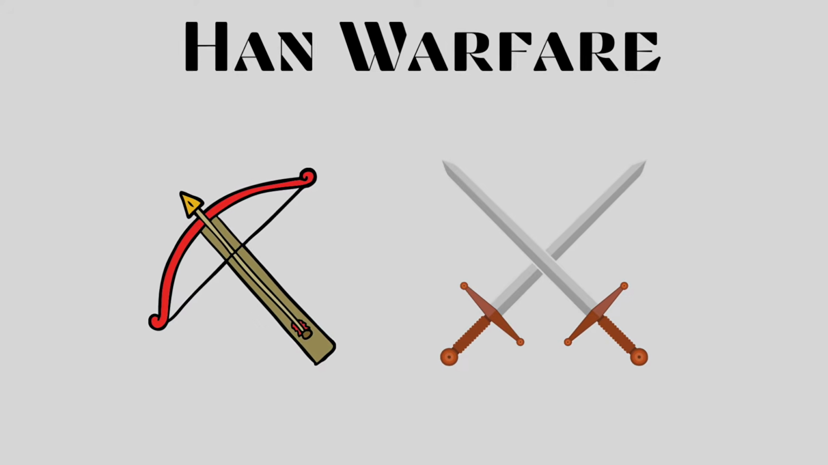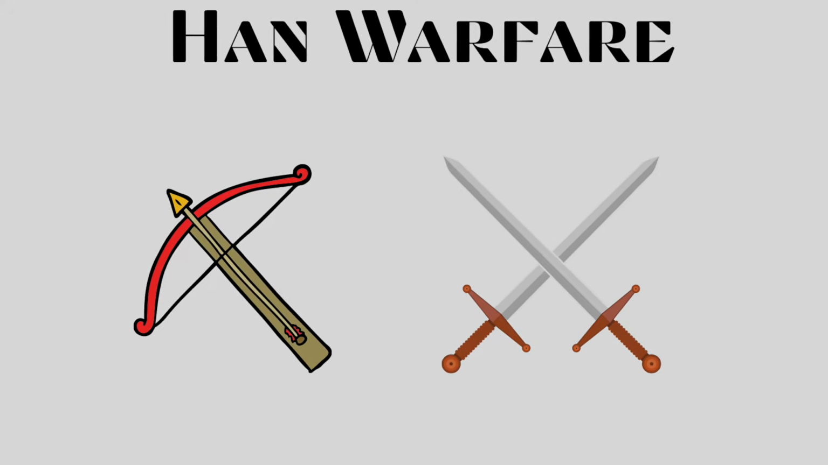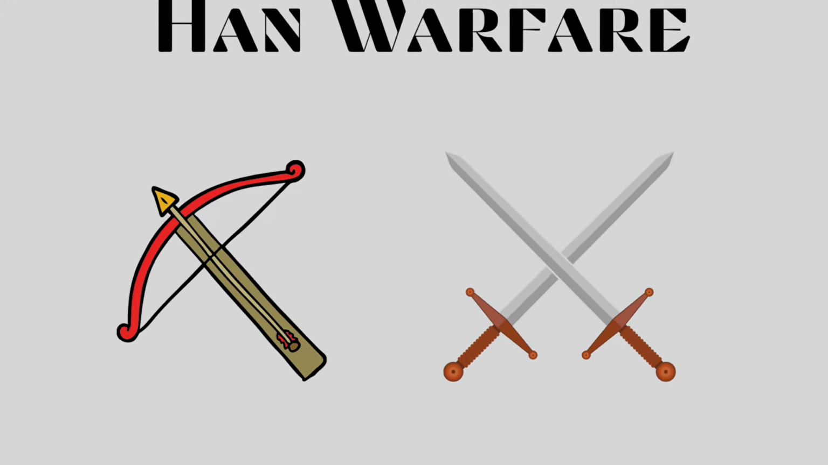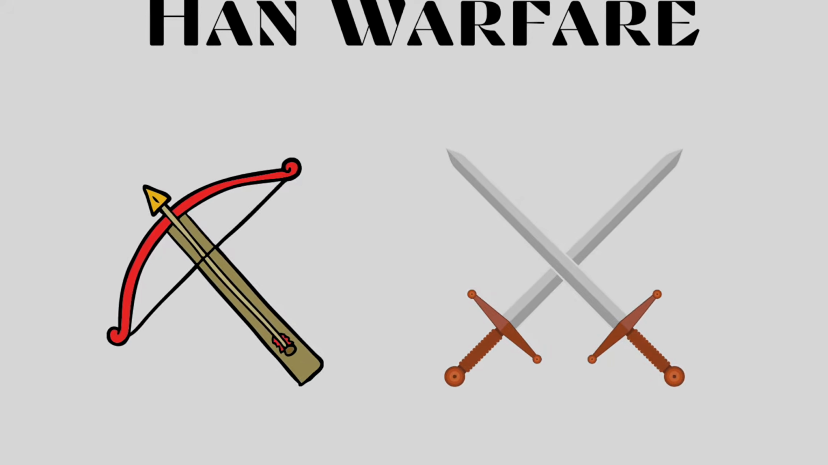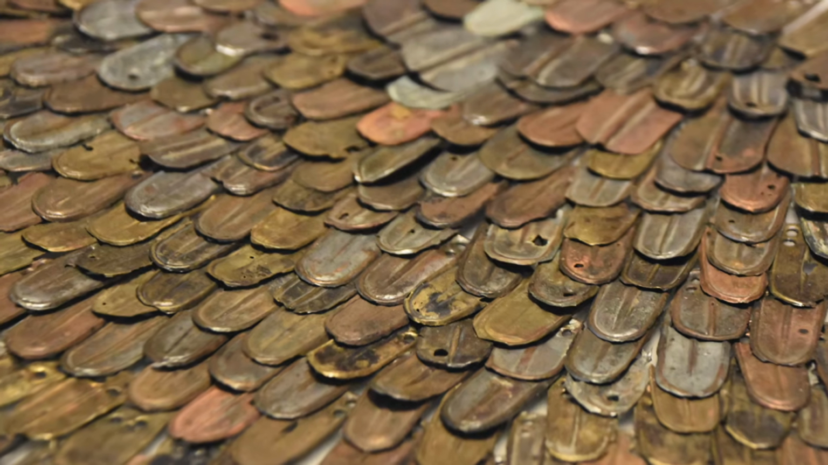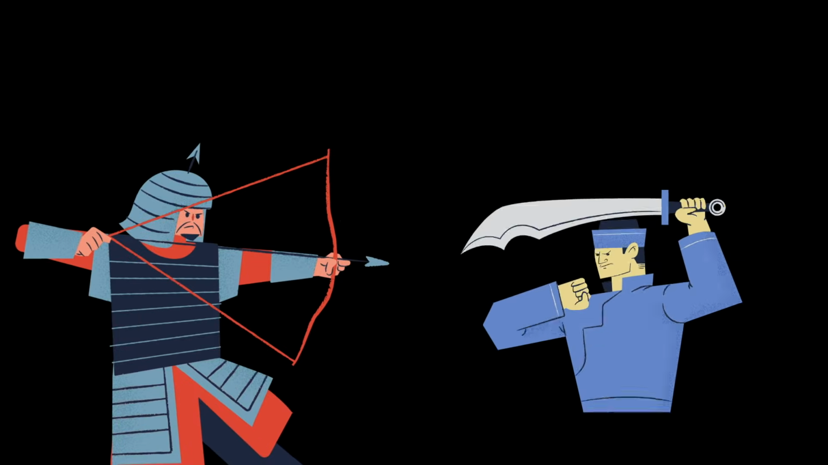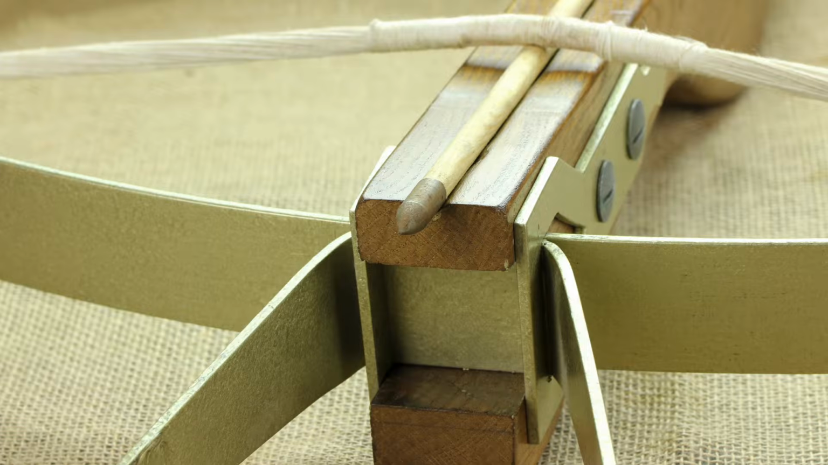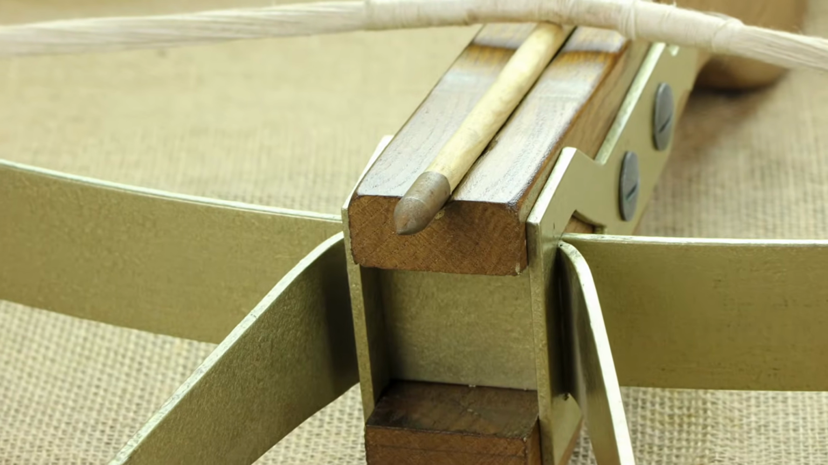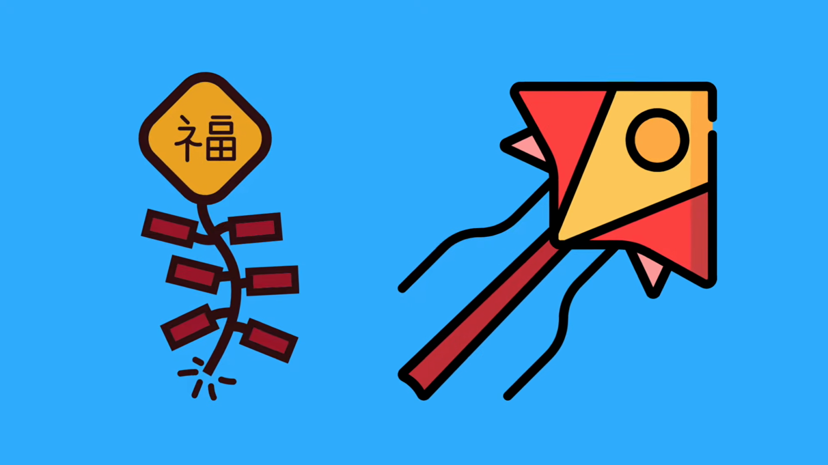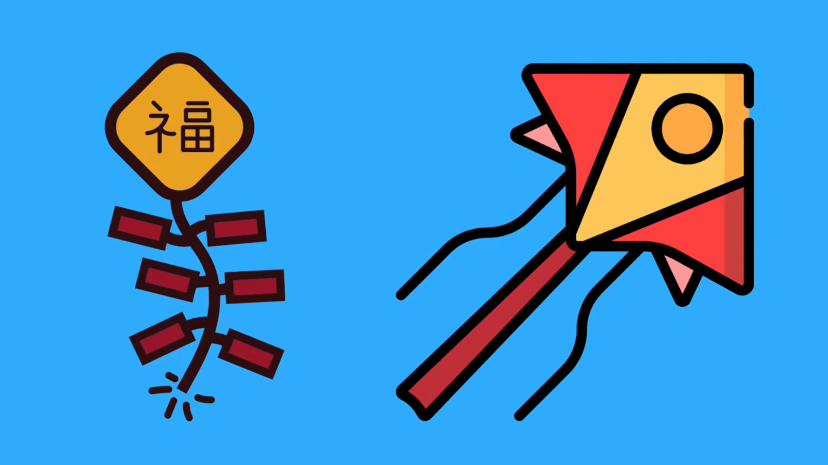Topic number 2 is Han warfare. The Han made numerous advances in warfare technology and strategy. Iron workers produced fish-scale armor that moved with the body. The Han were one of the first civilizations to make swords from iron. They also made the world's first crossbow. In addition, the Han invented the kite and used it for military purposes.